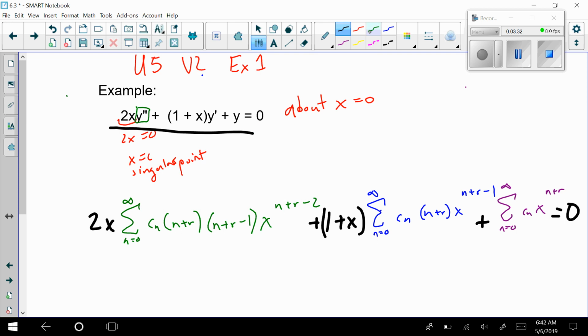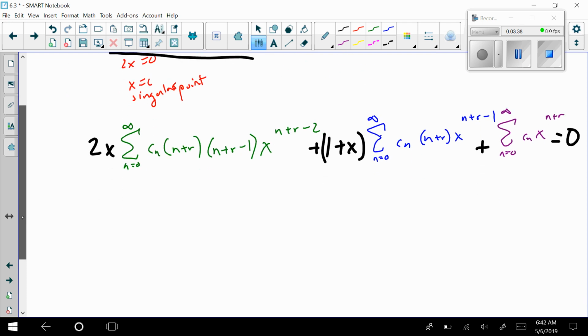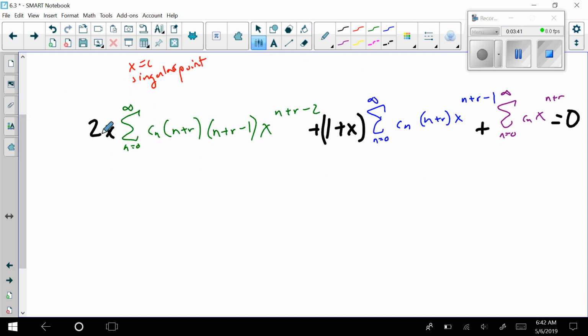And from here, what I need to do is simplify this a little bit. Hopefully this won't be too bad after we've done the last videos. I want to push this 2x inside here. When I push this x to the first power in, it should take one of these minus 2's out, taking this down to just a minus 1, which would leave my 2 inside. Let's space this out a little more. So I have the summation n equals 0 to infinity of 2 c sub n plus r, n plus r minus 1, x to the n plus r minus 1.